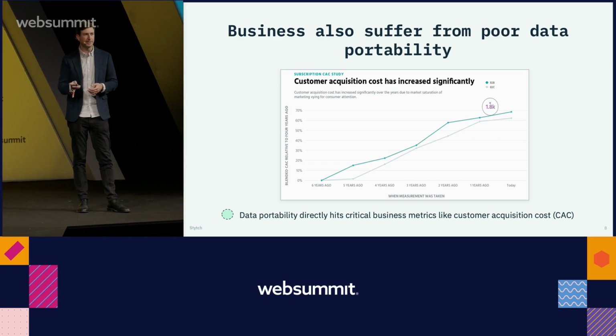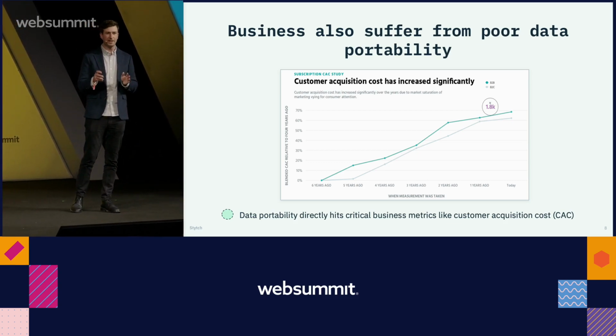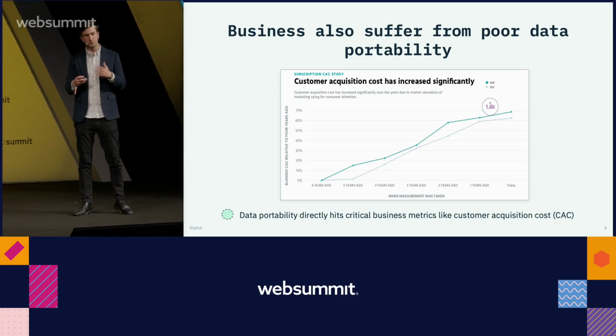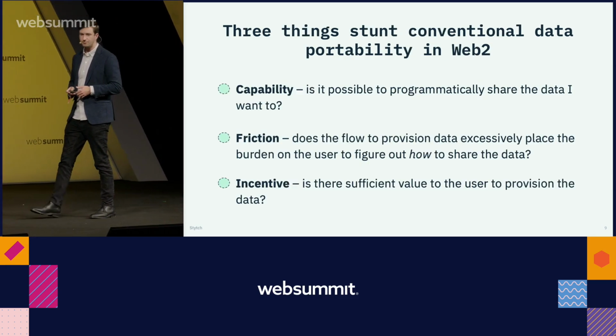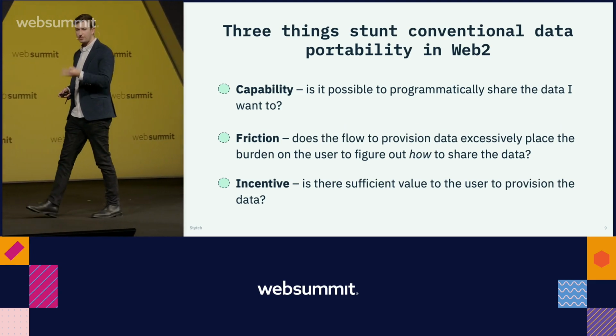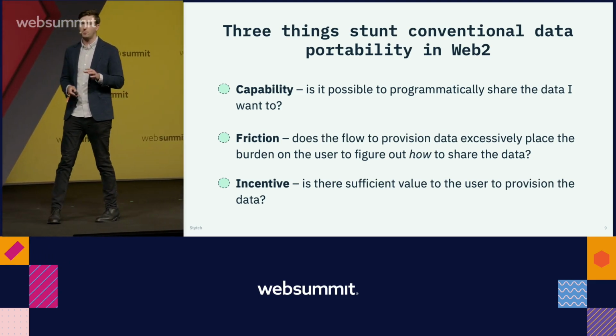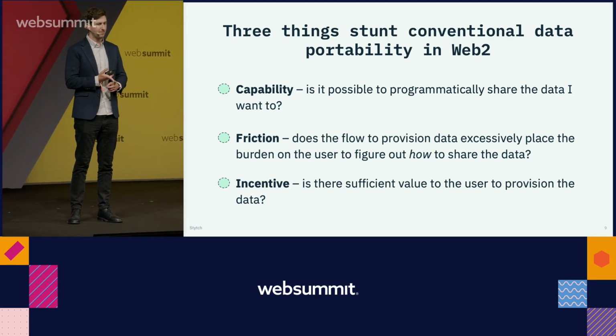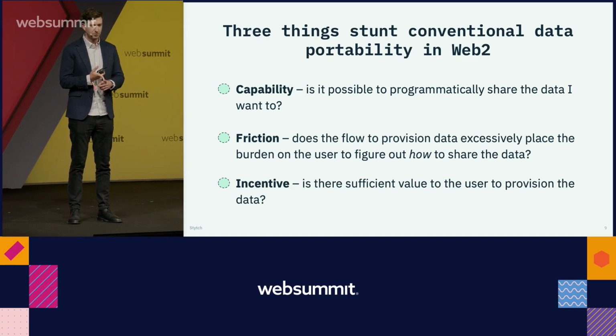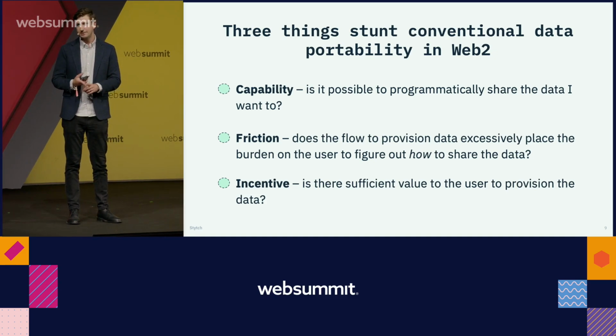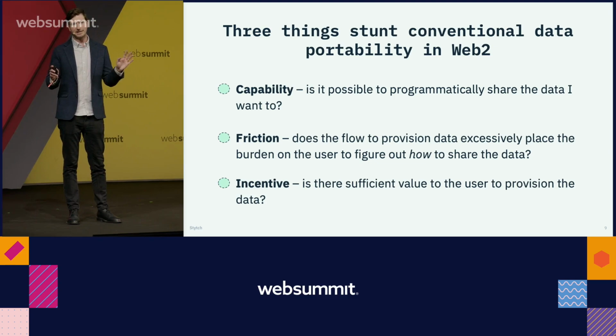As you see that typically a significant double-digit percentage of users will not go through with a sign-up flow if there's too many fields or too much friction involved. And so there are 3 key things that are stunting data portability today. The first is capability. Is it actually possible for me to programmatically share the data I want to? Today, there's a lot of data in Google, Apple, et cetera, that we just cannot share, even if you go through an open authorization flow.